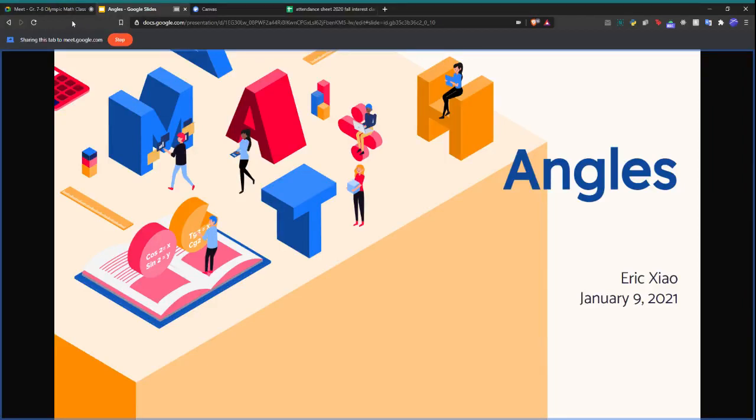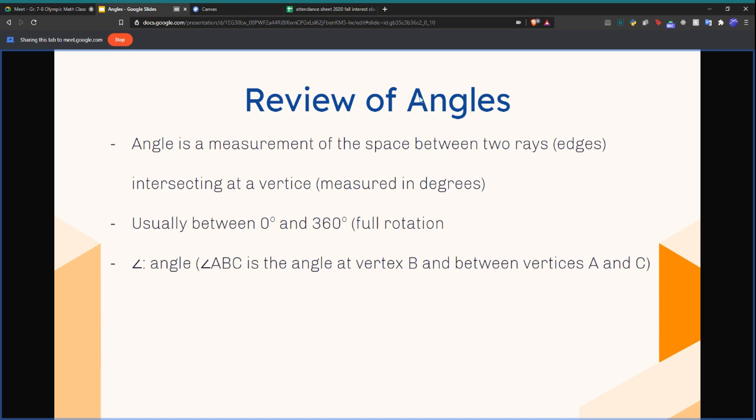Today we're going to look at more geometry, but this time we're going to look more specifically into angles. So hopefully you guys remember what angles are, because we'll be covering that today. Here's a review if you forgot what they were.